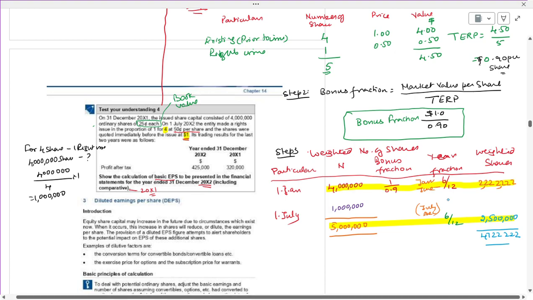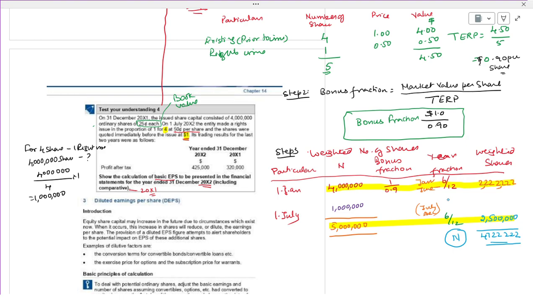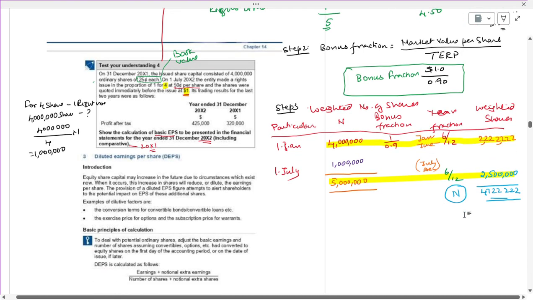472222. N means number of shares. Is it right? N means number of shares. Fine. Okay? Yes. Now, slowly you are getting the grip of the subject. Okay? Yesterday you were finding it a little bit difficult. Slowly you will get the grip of the subject.